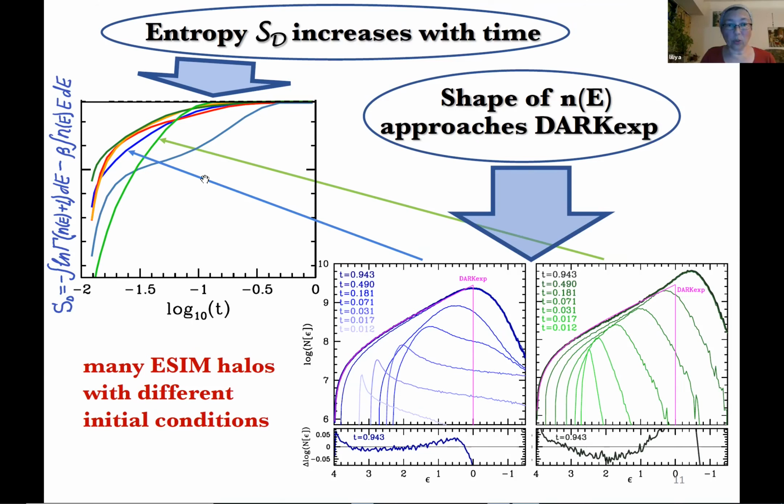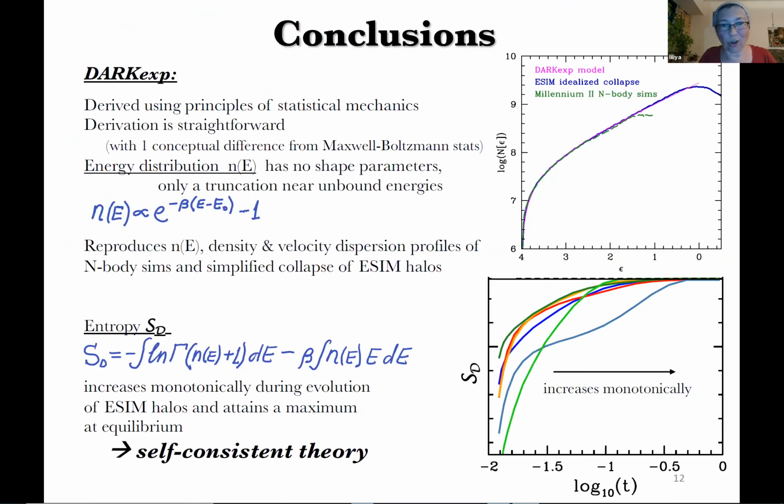And here for 2 of these halos, as examples, I'm showing their evolution as a function of time. So the lighter shades of blue and green show you what happens early on, and then the shape changes. And at the present epoch, for virialized halos, it reaches dark X. Okay, so many halos with different initial conditions asymptote to the same shape at equilibrium. So this is a short talk.